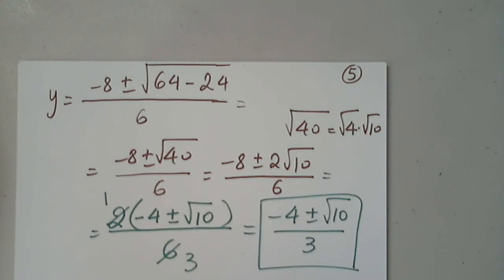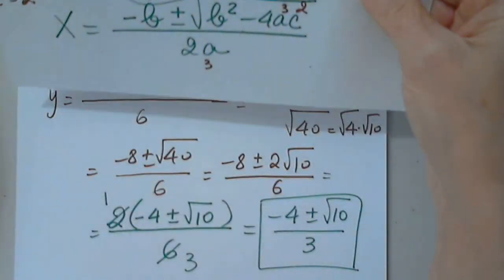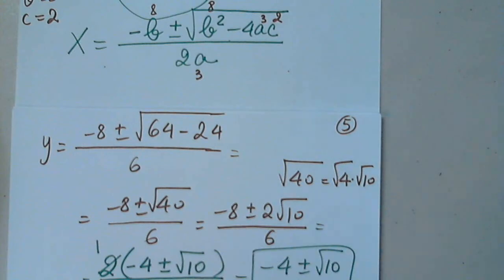Any questions for me? Yeah, you lost me. How did you get the 2? I'm sorry? How did you get -8 plus or minus 2 square root of 10 divided by 6? Then how did you get 2? The square root of 40 is the square root of 4 times the square root of 10. The square root of 4 is 2. Where's the 8 now? Right here.